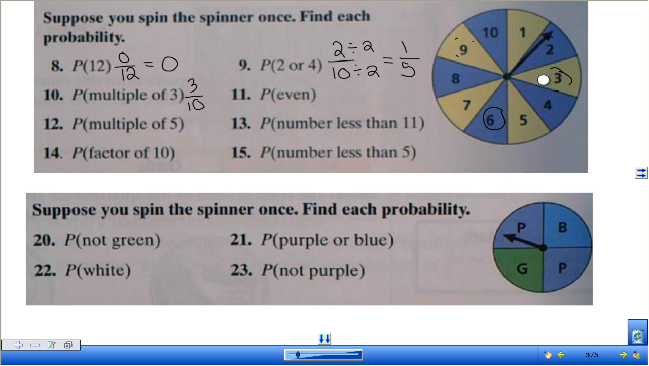Well, we need to go through and find all of our even numbers. So we have 2, 4, 6, 8, 10. How many even numbers are on that spinner? 5. 5 out of how many numbers altogether? 10. Which equals 1/2. Oh, I'm doing it the wrong one, huh? This one? There we go.